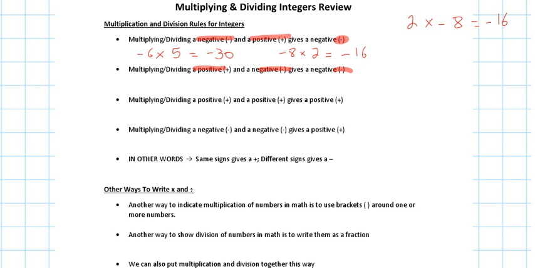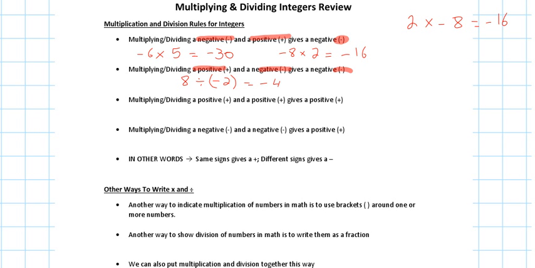Okay? So an example would be, let's say I have 8 divided by -2. Okay? 8 divided by -2. Is that going to give me a positive answer or a negative answer? -4. Okay?